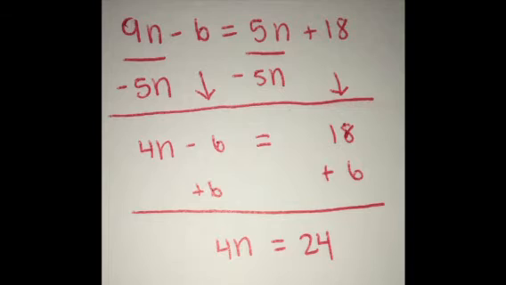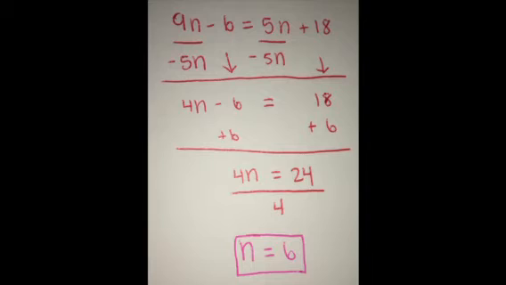So the next equation is 9n minus 6 equals 5n plus 18. So again, you're going to subtract the smallest number from the largest. So you're going to subtract 5n from both sides. Then you end up with 4n, and then you bring down the negative 6 and 18. So you get 4n minus 6 equals 18. Then you're going to add 6 to both sides, and you're going to end up with 4n equals 24. Then you're going to divide that whole equation by 4. The answer is n equals 6.